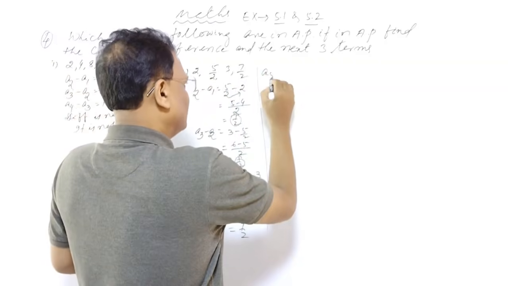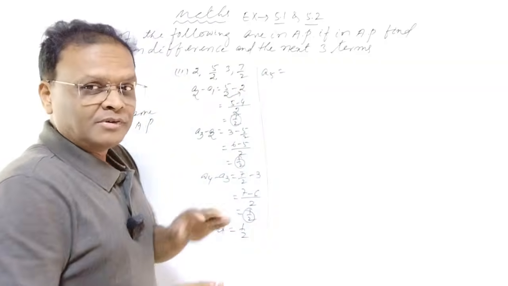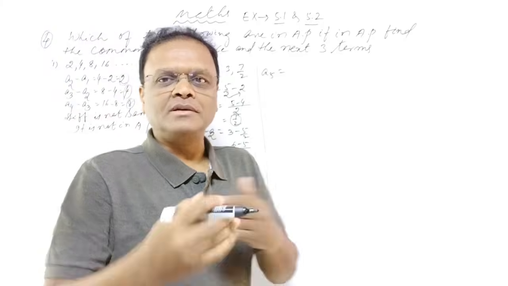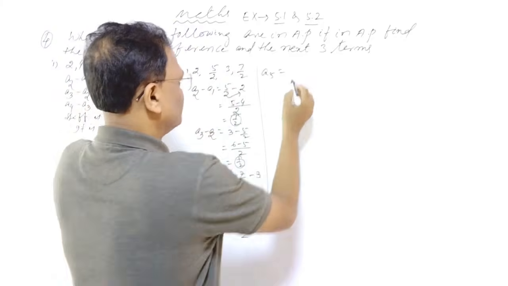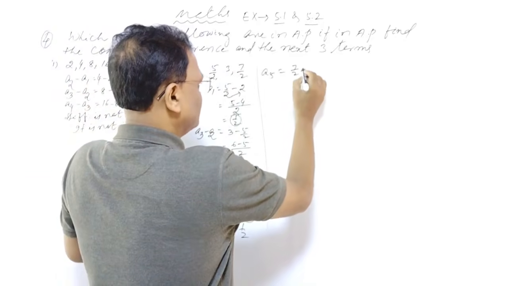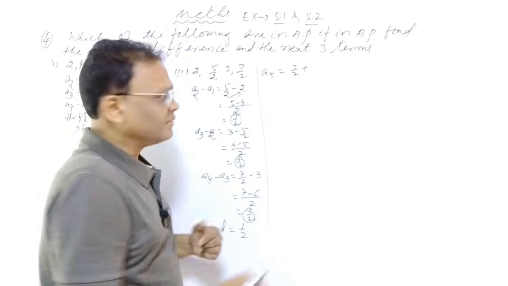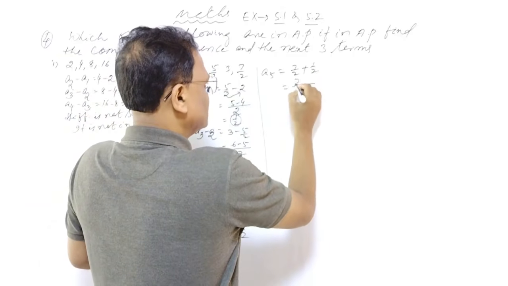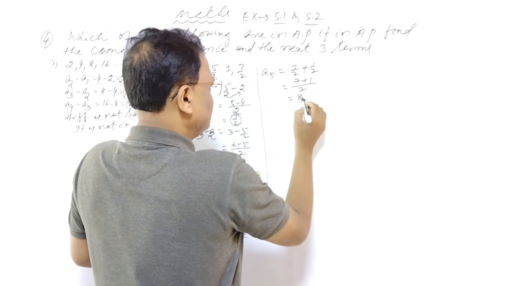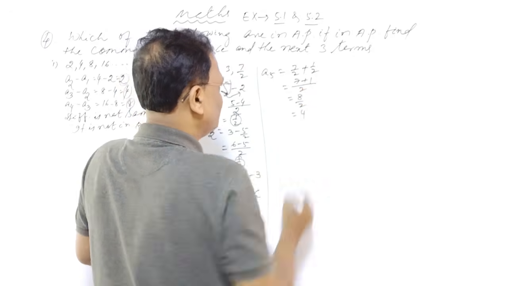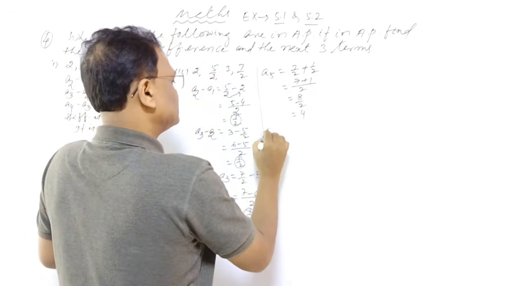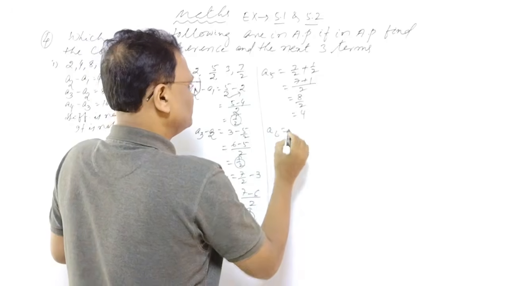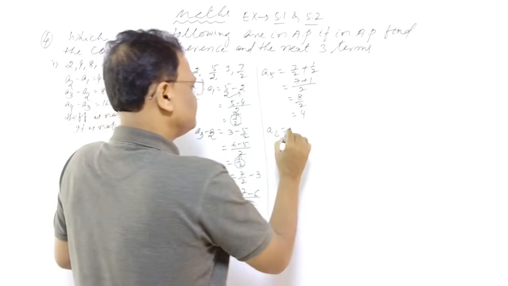So next is A5. The fifth term means your fourth term plus D. What is my fourth term? My fourth term is 7 by 2, plus D. D is the common difference, which is 1 by 2. That is 7 plus 1 over 2, which is 8 by 2. And 8 by 2 is nothing but 4. A5 over.